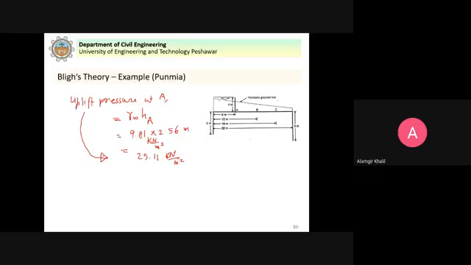We also need to calculate the thickness. So the thickness we can calculate according to the Bly's theory. We have the formula. So the thickness of the floor at A will be equal to 4 by 3 into HA divided by G minus 1, where G is the specific gravity of the floor material.